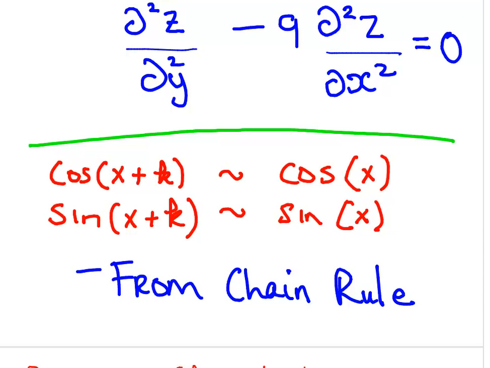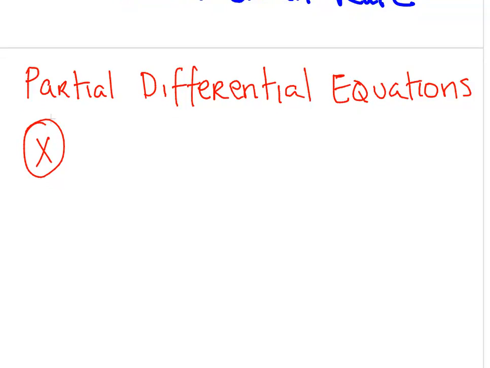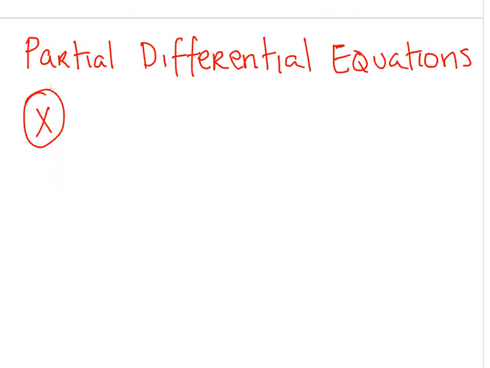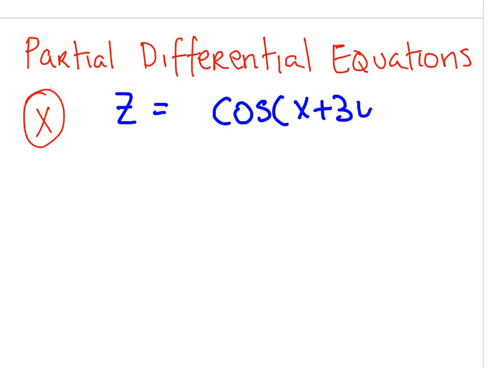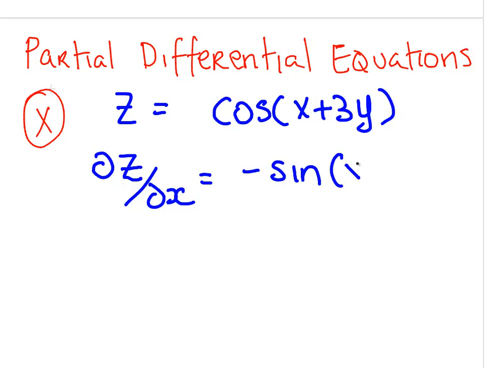Okay, so we're going to start with x. Z is cos of x plus 3y. We get the first derivative of z with respect to x, and that is minus sine of x plus 3y. Again, we don't really have to do anything with the 3y, it's just tagging along for the time being.